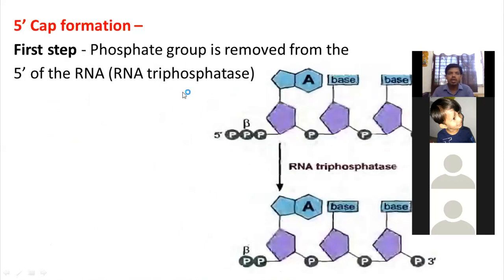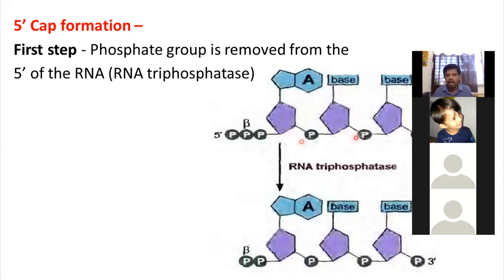Now, how this capping process occurs, we will learn one by one. First step, this phosphate group will be removed. You see here, particularly this one is the first phase of the RNA. These are the 3 phosphate groups. Last time I explained that we designate them alpha, beta, and gamma phosphate. Out of this, the phosphate group will be removed with the help of this enzyme, that is RNA triphosphatase. We know that the phosphatase always removes the phosphate group. So in this case also, one phosphate group will be removed.